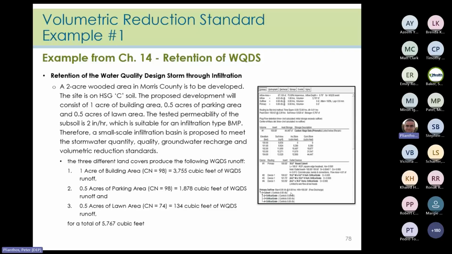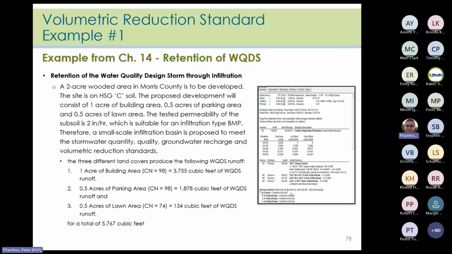Let's get into some examples from the new Chapter 14 of the BMP Manual to further clarify the volumetric reduction standard and how to meet it. In this first example, it is demonstrated that the project meets the volumetric reduction standard in accordance with NJAC 7:8-5.6 D1.